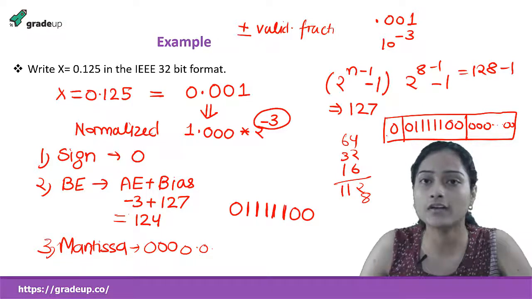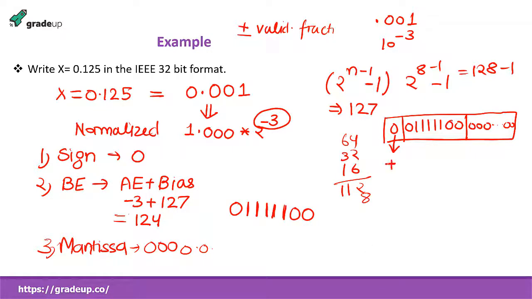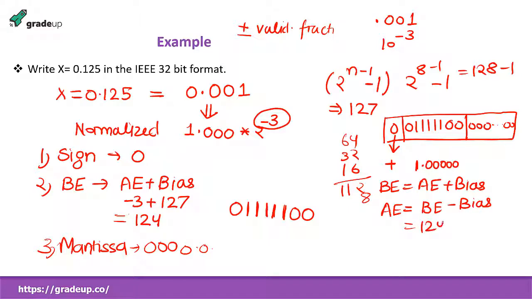Let us see how retrieval of this data will be carried out. See, this 0 represents positive data, plus sign. This says fractional part is 0. Okay, and this valid bit is always 1. You know this thing. Now see, this is my biased exponent, which is equal to actual exponent plus bias. Now I need to calculate my actual exponent. Actual exponent will be biased exponent minus bias. This is 124 over here. 124 minus 127 is equal to minus 3.